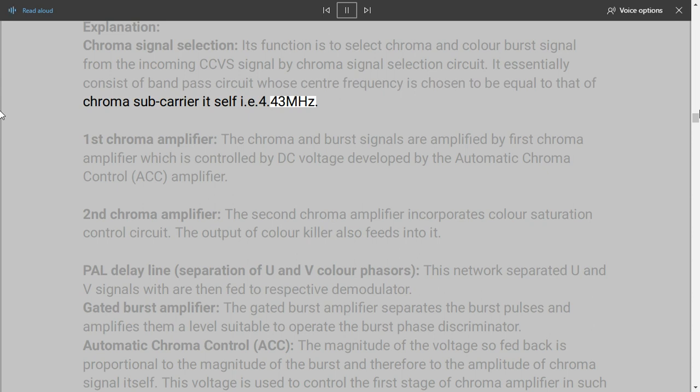First chroma amplifier: the chroma and burst signals are amplified by the first chroma amplifier, which is controlled by the DC voltage developed by the automatic chroma control, ACC, amplifier. Second chroma amplifier: the second chroma amplifier incorporates the color saturation control circuit. The output of the color killer also feeds into it.